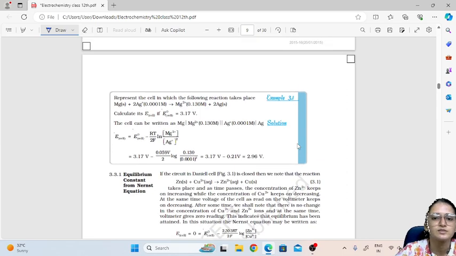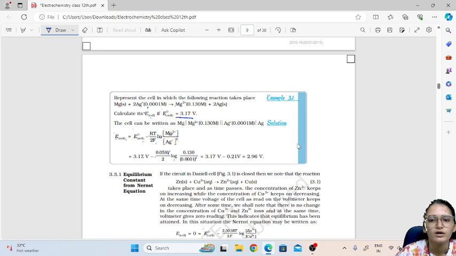Okay, let us discuss this problem. Magnesium plus 2 silver ions gives Mg 2 plus plus 2 Ag. Now calculate its E cell if E naught of cell is 3.17 volt. So we will use this formula. E of cell is equal to E naught of cell minus RT by 2F ln of Mg 2 plus over Ag plus raised to 2. So here E naught of cell is already given directly, 3.17 volt, minus 0.059 by 2. Why 2? Because there are two electrons which are exchanged.